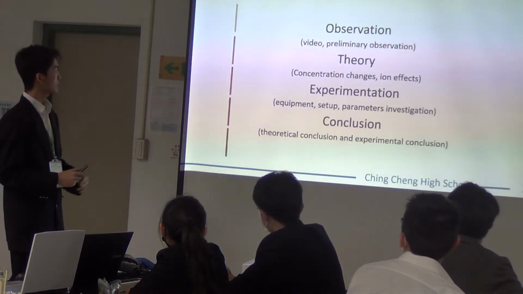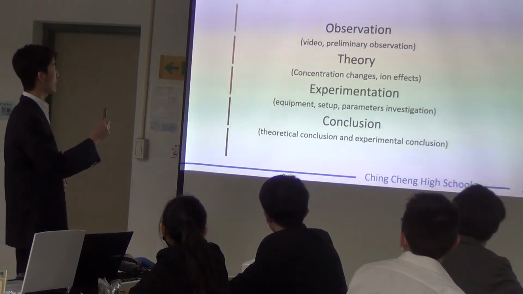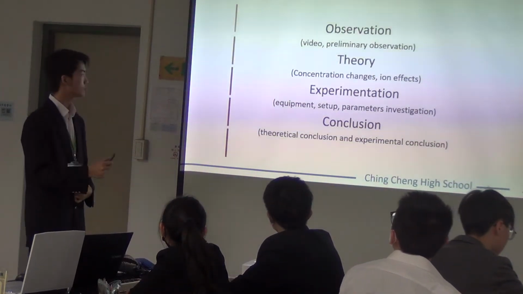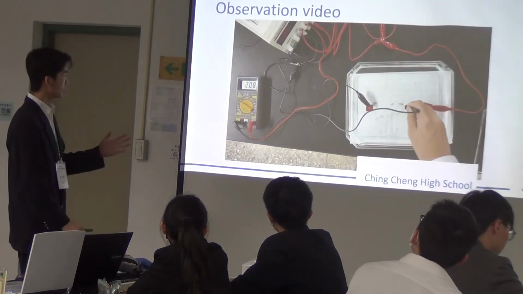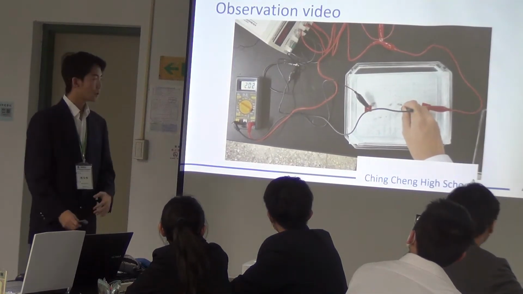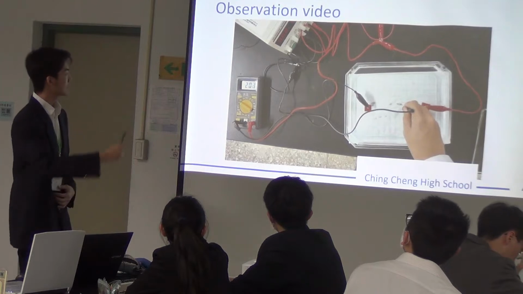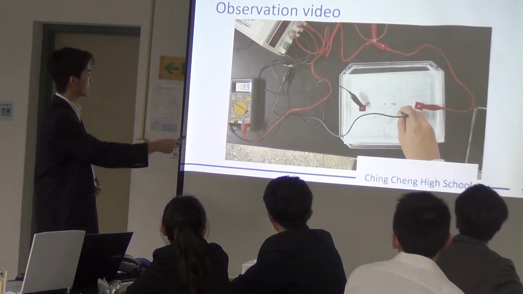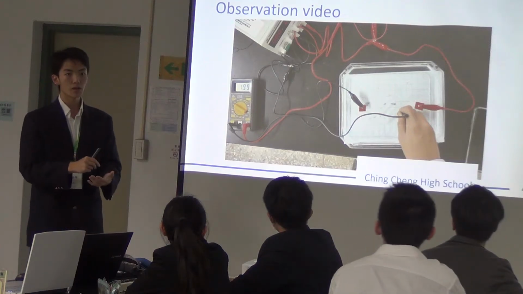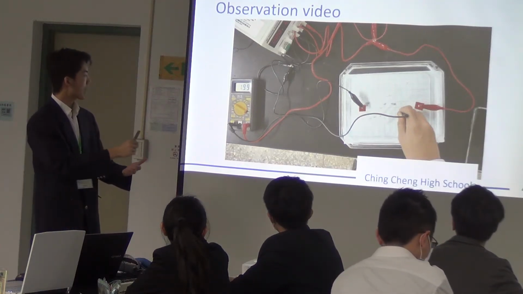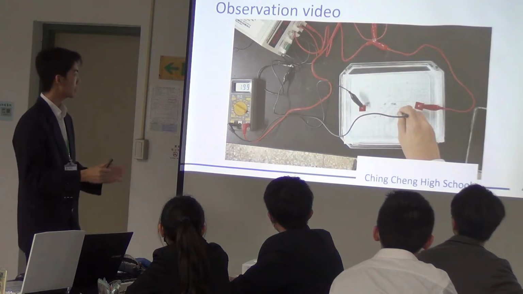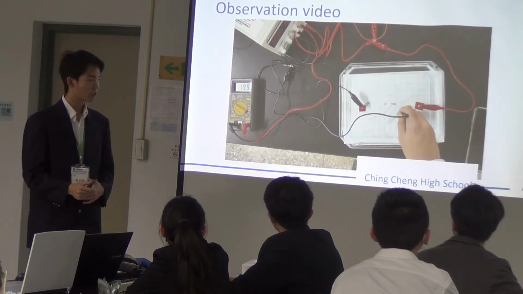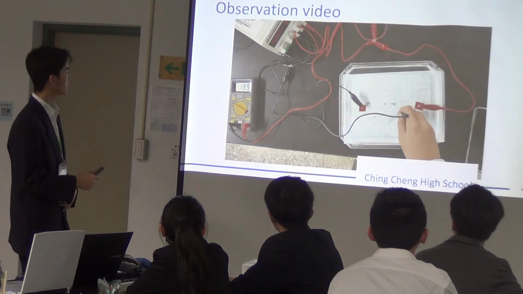Here's our outline. I'll start with the observation, the theory, experimentation, and last but not least, the conclusion. So here is the observation video. We use one probe of the multimeter to test different spots of our plane, which has electrodes inside, and we map the same electric potential onto our graph paper, and we line where there is the same electric potential, and we get the equal potential lines.